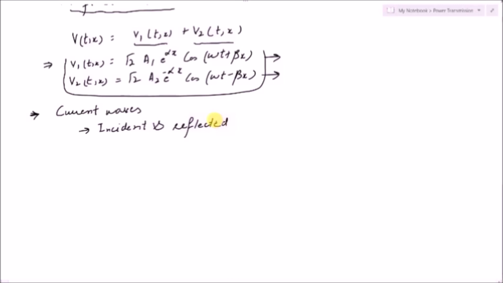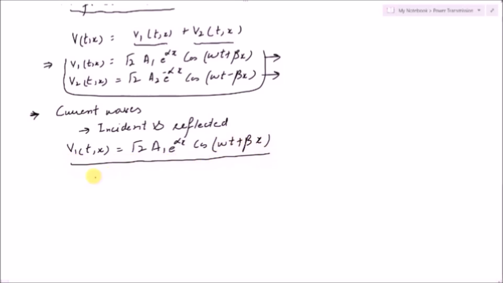So the current waves also have two parts, incident wave and the reflected wave. Now for example, if I have to find the maximum value of the equation, I will start from the first part. I will write it down again. V1(x,t) is equal to root 2 A1 e^(αx) cos(ωt + βx). Now what I want is to find the maximum of this equation. So if I have to find the peak of this voltage, this value should be equal to the maximum value, right?